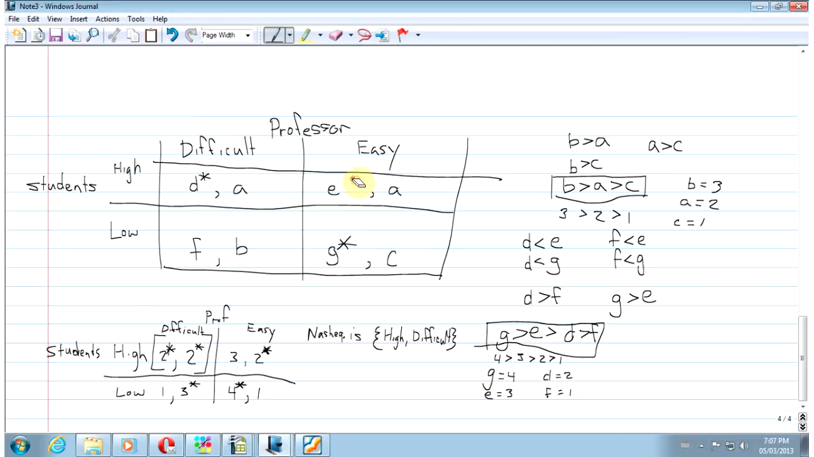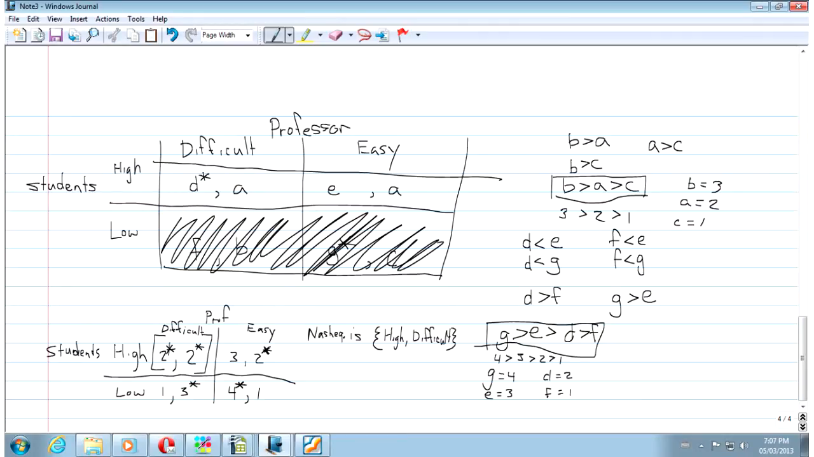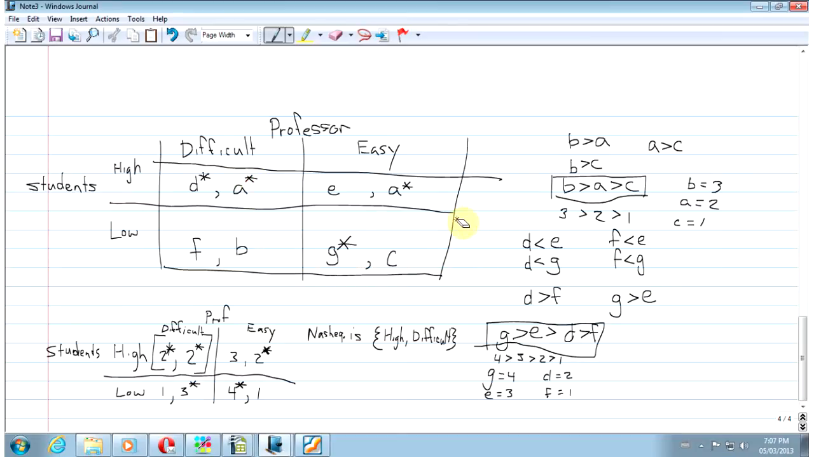Now for the other side of the matrix, I'm going to fix the students at high preparedness, so I'm going to block off the low preparedness column. And I look at the payoffs from the professor's point of view. I'm comparing a payoff of A with a payoff of A. And of course, those are both best responses because they're the same value.